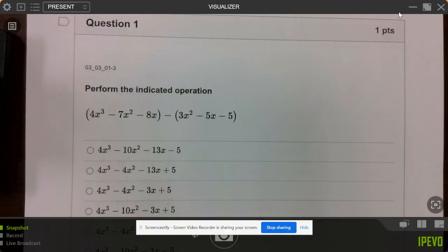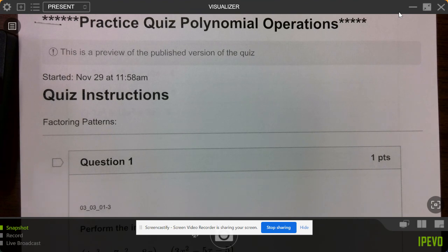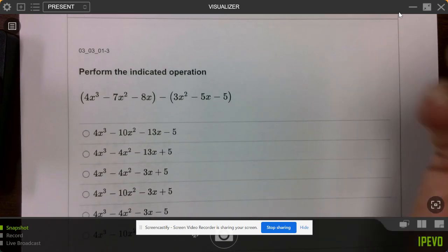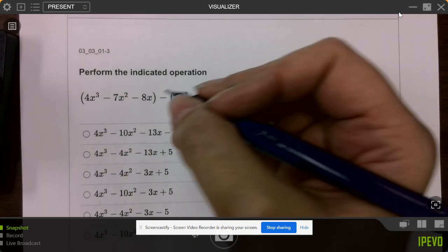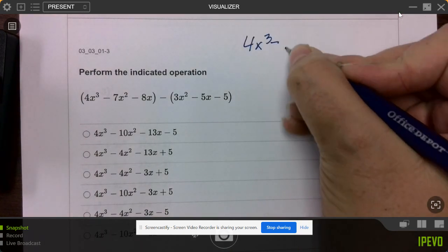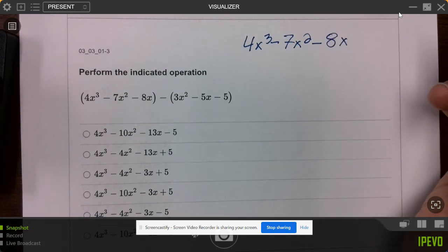Good morning. So we're going to do the polynomial operations practice quiz. For this one, we're going to perform the indicated operation. That means, everybody, I like writing it vertically. Make sure you put in like terms, everybody.